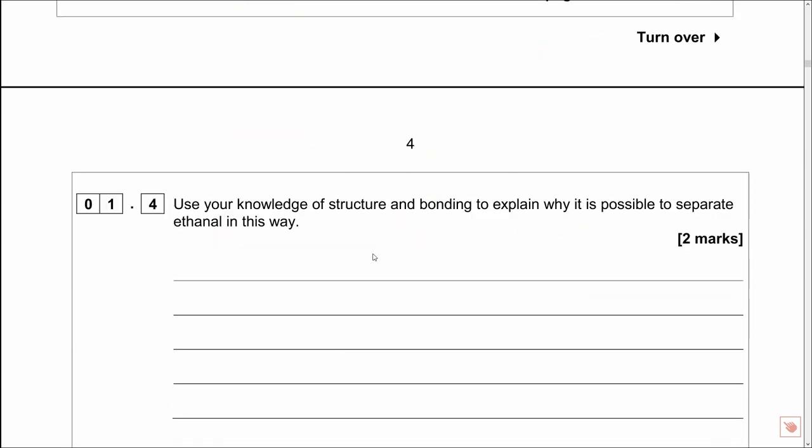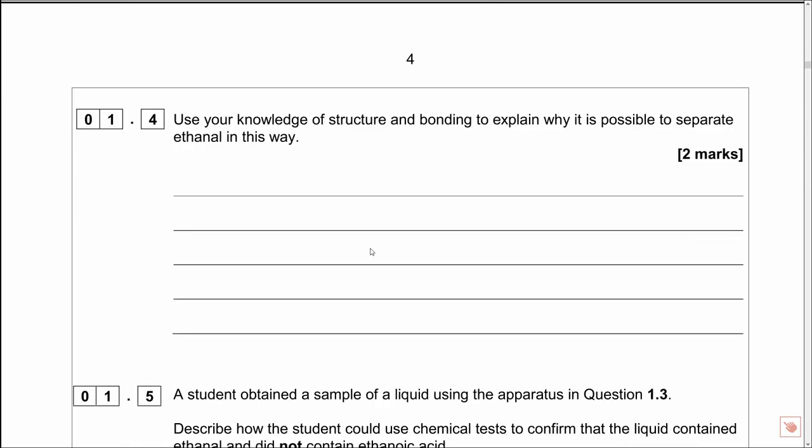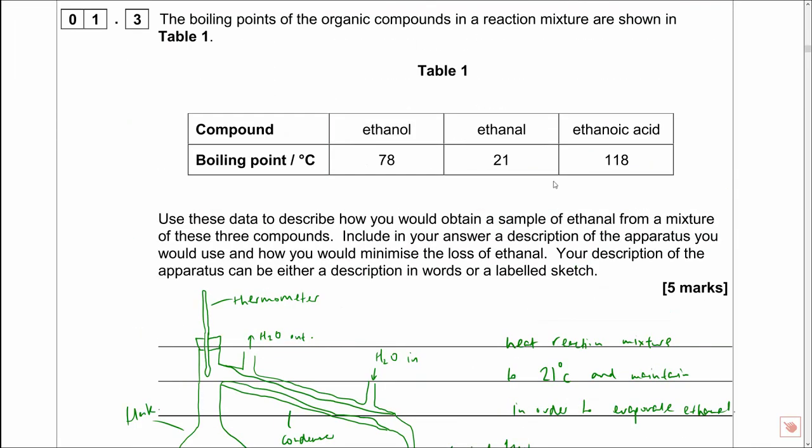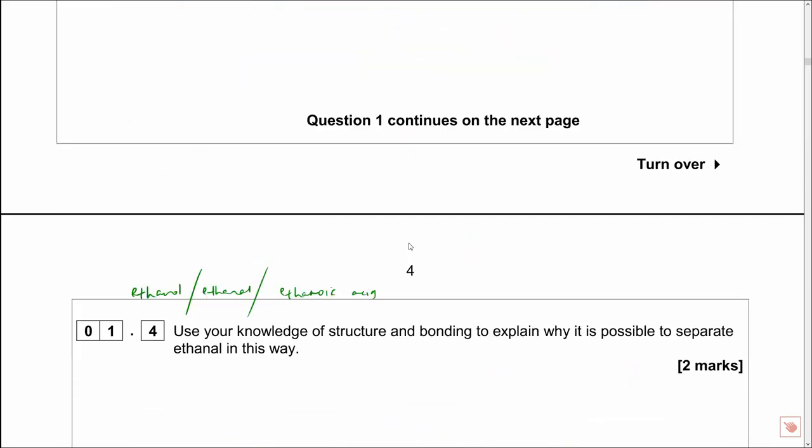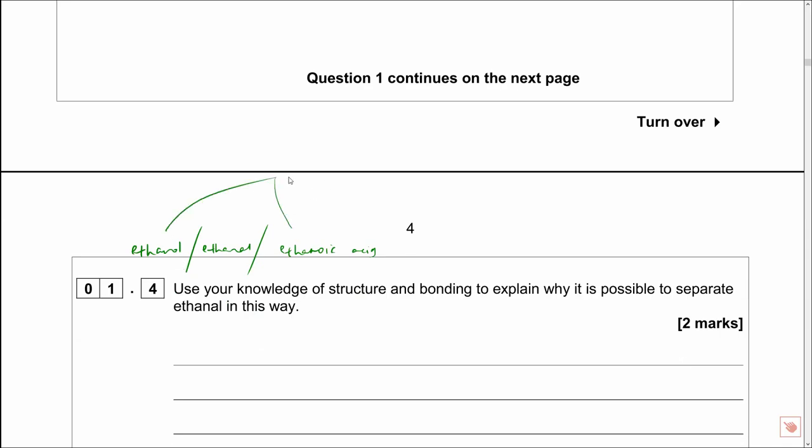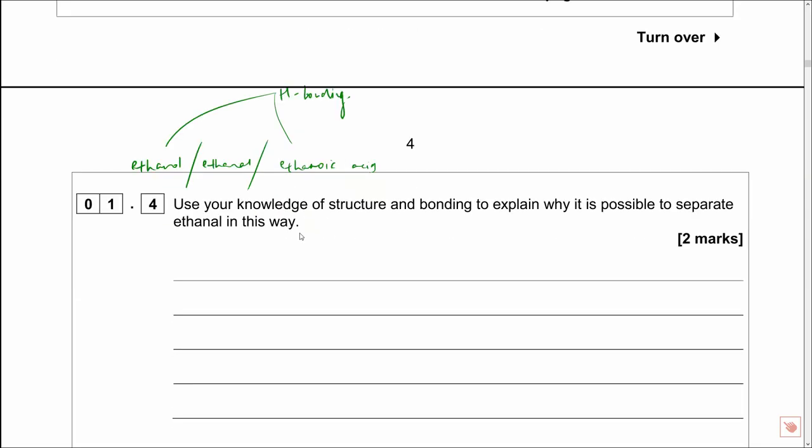Anyway, moving on, question one does continue. Use your knowledge of structure and bonding to explain why it is possible to separate ethanol in this way. So this is very much a theory question now, based around intermolecular forces. Remember that we're comparing ethanol, ethanal, and ethanoic acid. Look back at the boiling points, you'll see that ethanal is considerably lower than the other two, and the reason is that these two have hydrogen bonding through the OH groups they have. Ethanal has no OH group, it only has that carbonyl group.